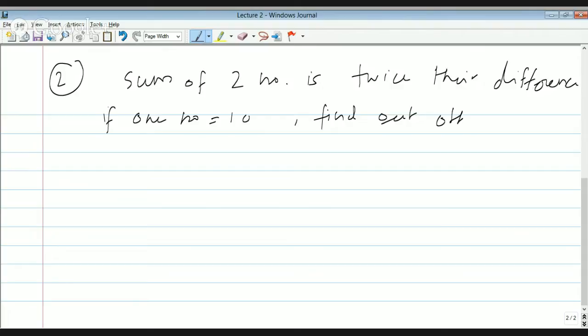Today I'm just writing the question. Next time onwards, I'll just type the questions. We already have the sheet. So the sum of the two numbers is twice the difference, and if one number is 10, what is the other number?